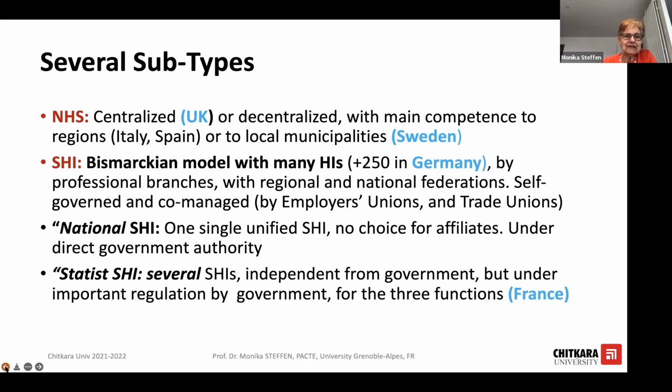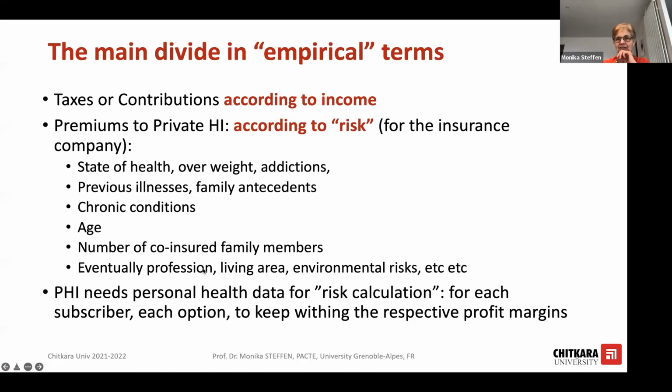you have less risk of having a car crash. Your living area, it may be a polluted area or a very nice area, environmental risk, etc. They will have a whole list of criteria, and you will have to pay according to the risk you represent for this insurer. So private health insurance needs all this personal health data for the risk calculation for each subscriber, each option, in order to keep within the respective profit margins, so that they don't lose anything on any of their members.